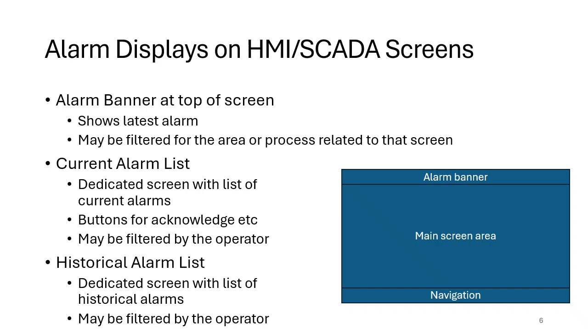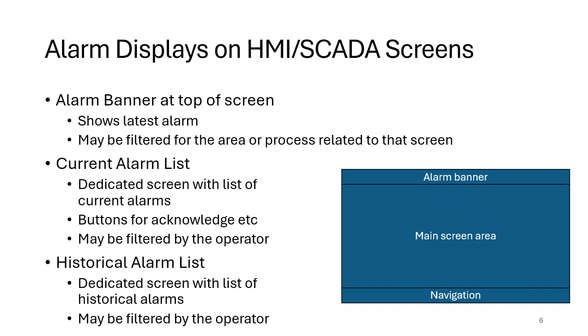And then you have a historical alarm list. Again, this is typically another dedicated screen. This has a list of historical alarms. So this time there are no buttons because the alarms have already been through their different states. They can't be modified now. But there is filtering again for the operator.